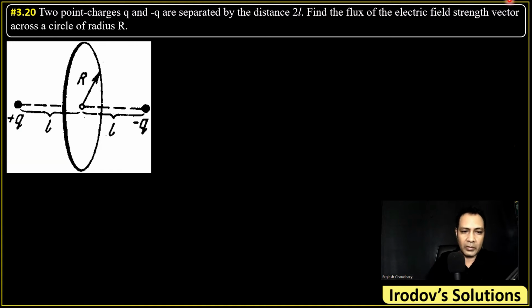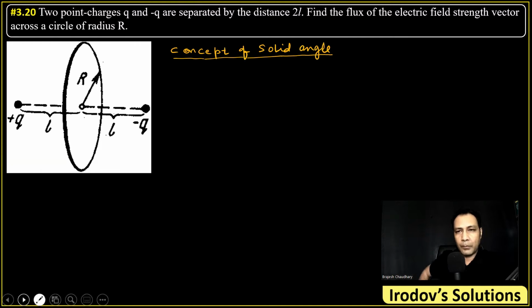So let's first understand what is a solid angle. So what is solid angle? Like we know the plane angle, the sum of all angles in a plane at a point is 2 pi radian. Similarly, there is a 3D angle that is called solid angle.